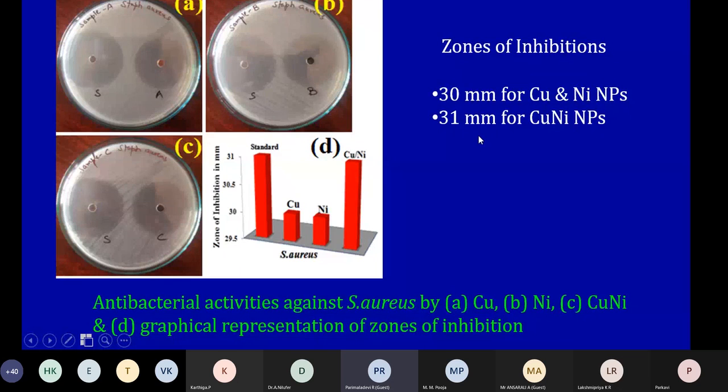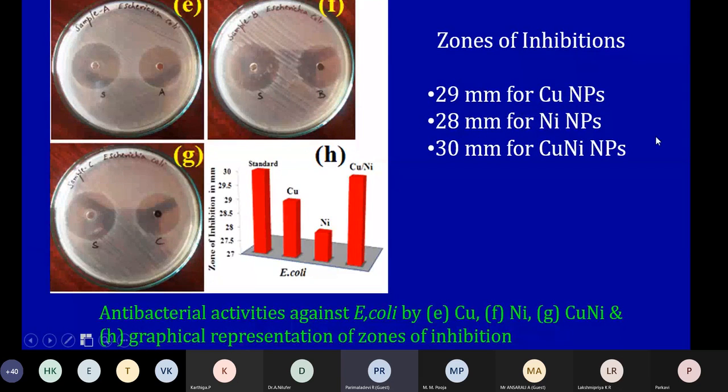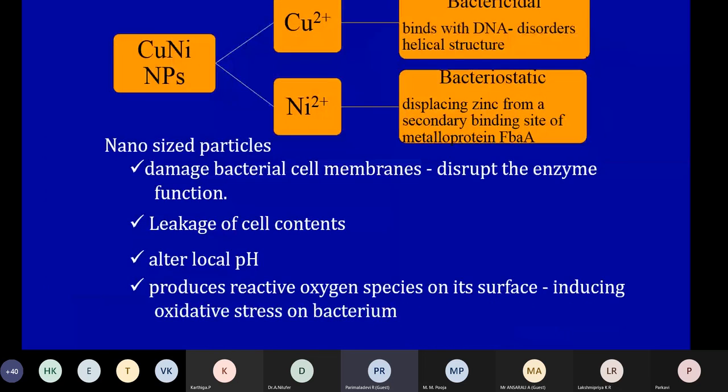And we also analyzed the antibacterial study against gram negative, that is E. coli. This is also a very dangerous bacterium. So we studied against this and we saw the inhibition zone of the copper nickel particle is more than that of copper and nickel. So this copper nickel nanoparticle acts as an antibacterial agent. Normally a higher zone of inhibition was recorded for the bimetallic than the monometallic.